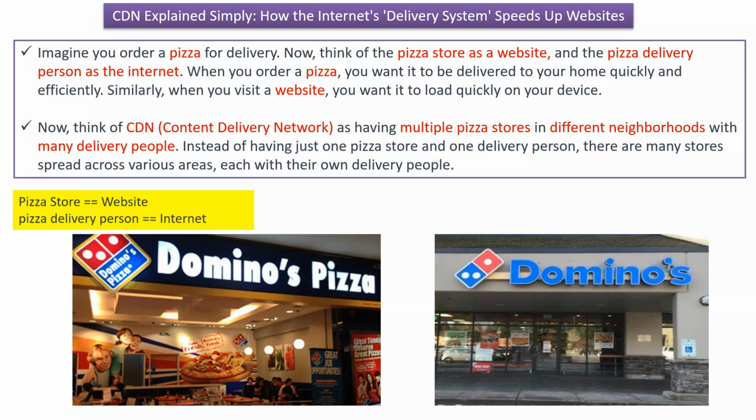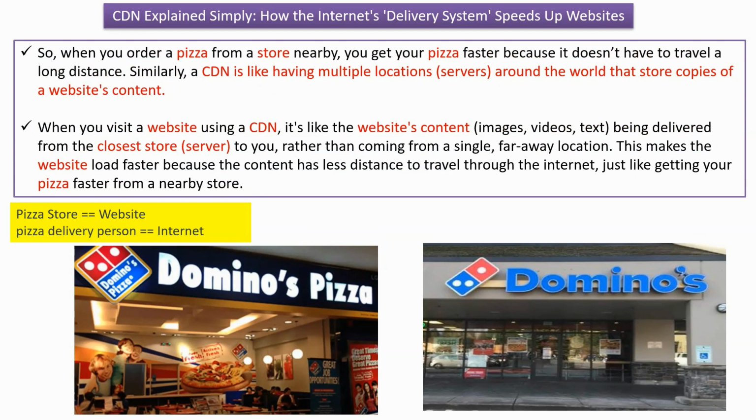Now we can think of CDN as having multiple pizza stores in different neighborhoods with many delivery people. Instead of having just one pizza store and one delivery person, there are many stores spread across various areas, each with their own delivery people. So when you order a pizza from a store nearby, you get your pizza faster because the pizza does not have to travel a long distance.